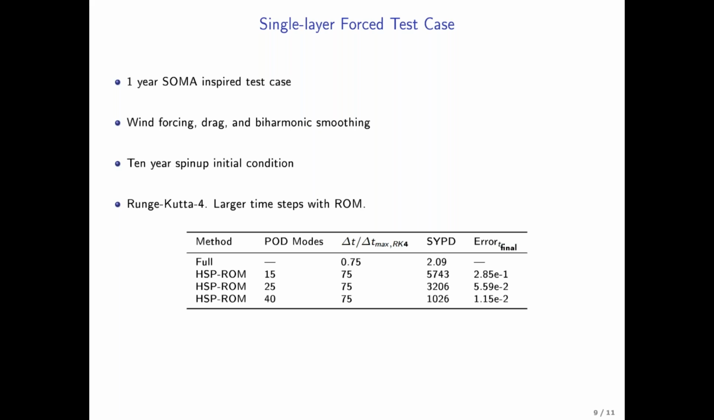And you can see going down for the simulated years per day, I'm getting tremendous speedups. Starting with 5,000 simulated years per day, which is huge, but I have kind of a not so good error. And so as I increase the number of basis functions, the error starts to decrease, and I still have a pretty reasonable speedup at the bottom with 40 basis functions of about 500 times the original model. Next.